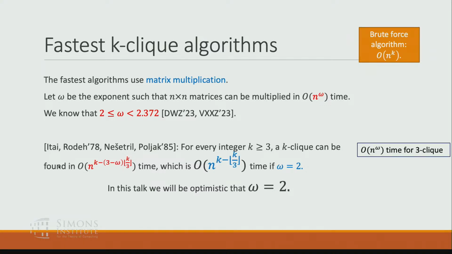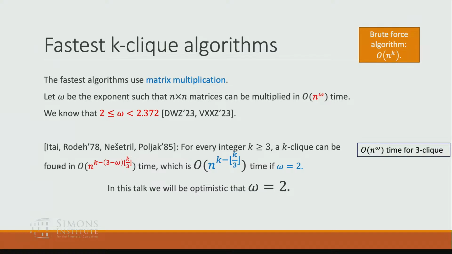And for a 3-click or triangle, this running time is n to the omega. And the algorithm is basically the following. We're given the adjacency matrix A of the input graph, and we use fast matrix multiplication to compute A squared. Then the UV entry of A squared will count the number of 2-paths from U to V. And then we basically enumerate all pairs of vertices U and V and check whether there's an edge between U and V and whether there's a 2-path from U to V. And so the bottleneck of this algorithm is to compute A squared, so the running time is n to omega.